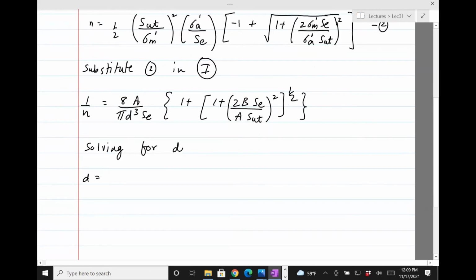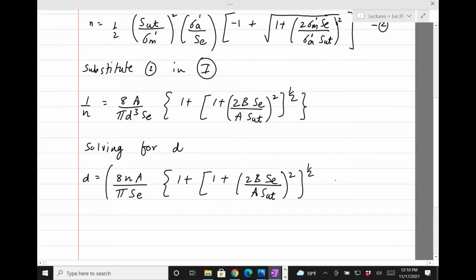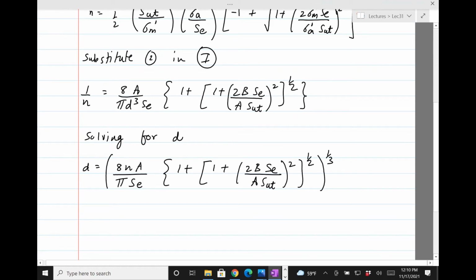We have d equals 8n a divided by pi times Se, 1 plus 2b Se divided by a times Sut, squared, to the half. And then because it's pi d cubed, it will be a third power of the whole thing. Okay, so I have defined an a and a b, which are new things.